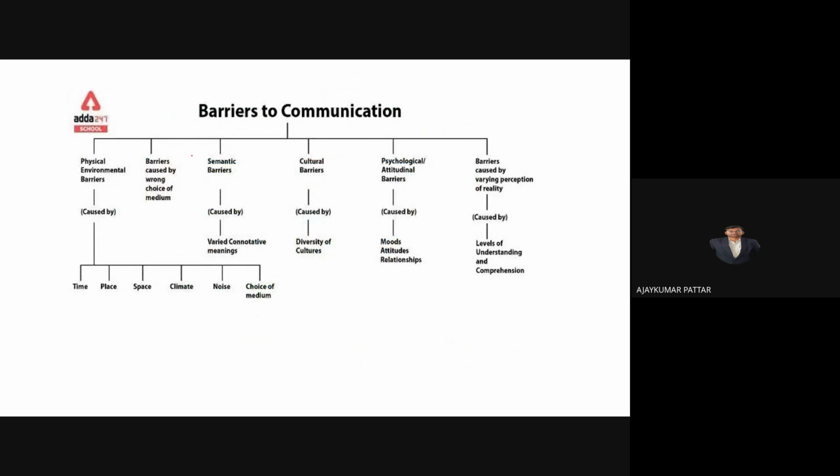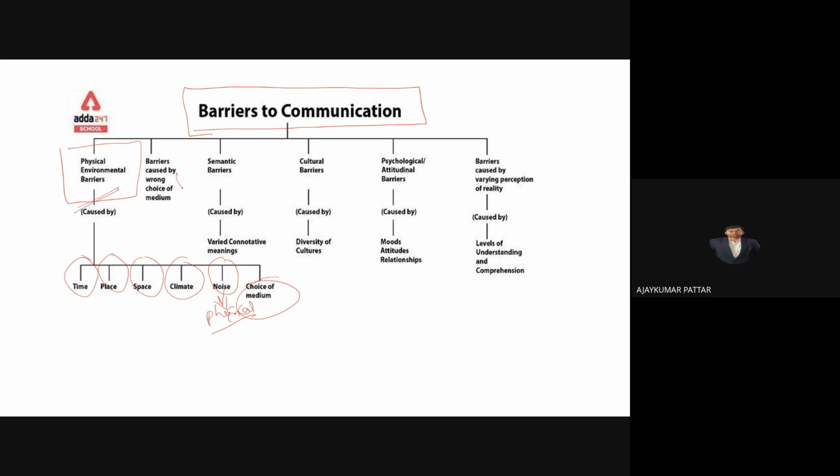Then, in a broader sense, this is the classification of barriers to communication. The first one is physical environmental barriers. Here the physical environmental things act as a barrier for communication: time, place, space, climate, noise. Here noise means the physical noises because of climatic conditions. Then choice of medium. So these come under the physical or environmental barriers.